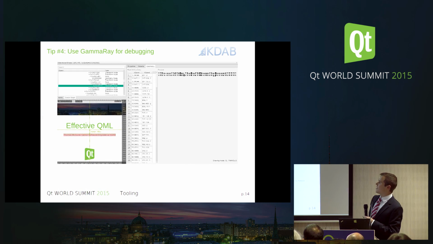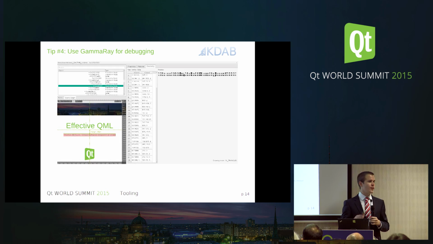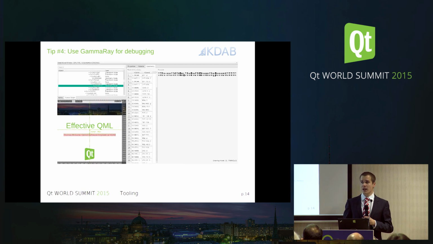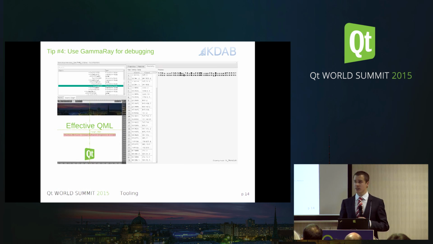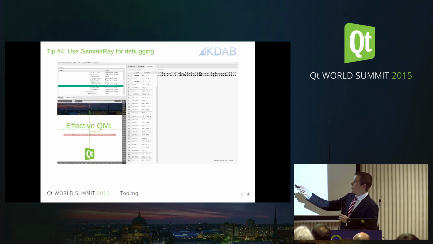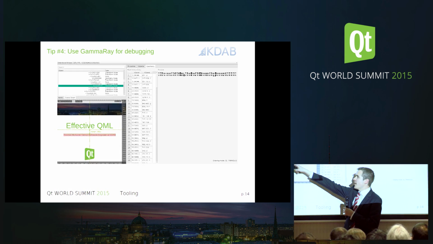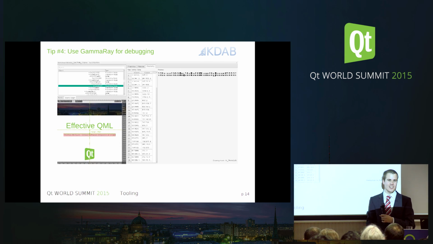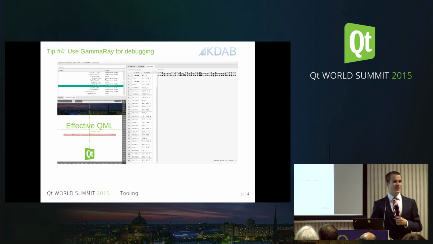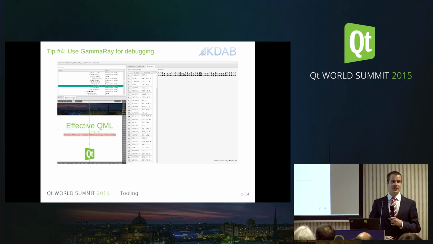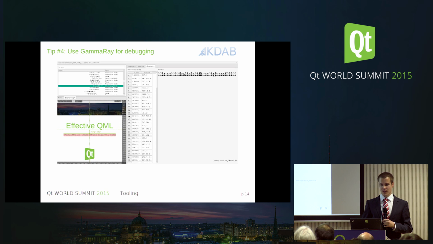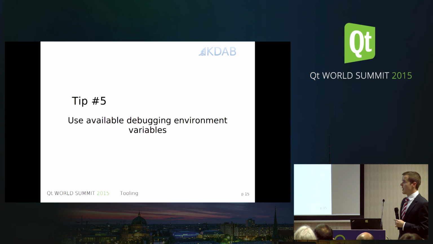It also has a scene graph view, so if you are developing your own custom QtQuick items based on the QtQuick scene graph, this view here helps you debugging that. So this is my name in triangles, which is what QtQuick uses for text rendering. Okay, then we have some tips.